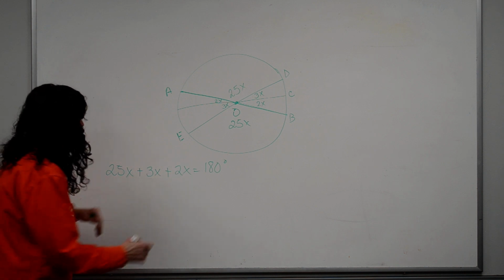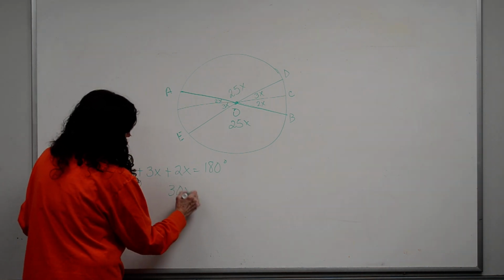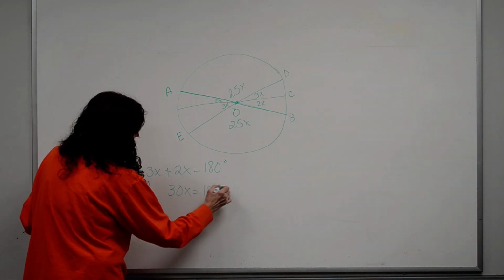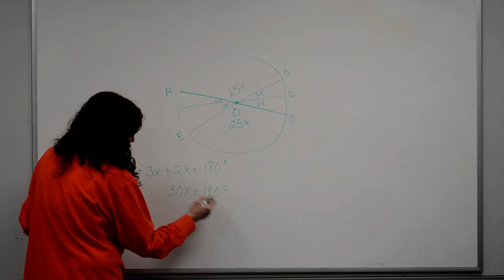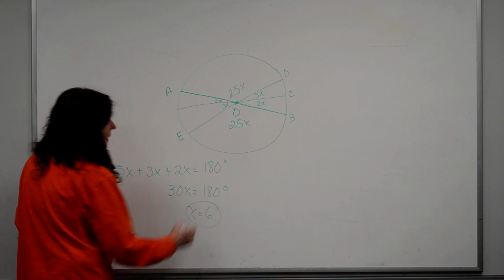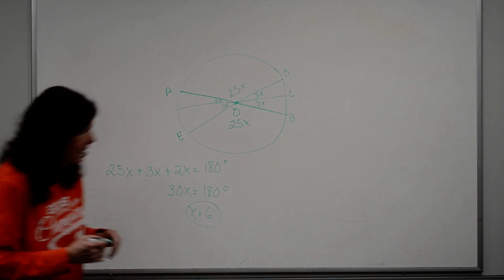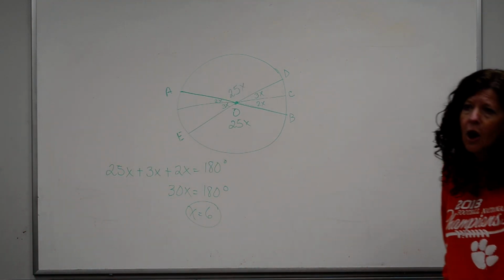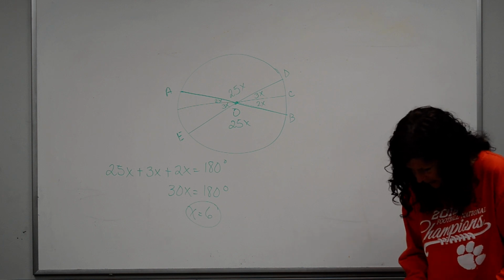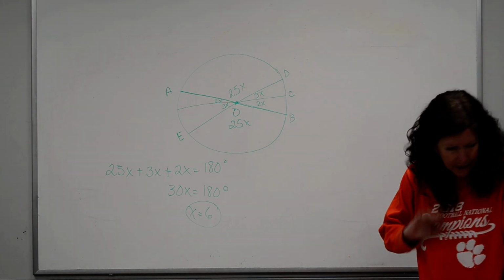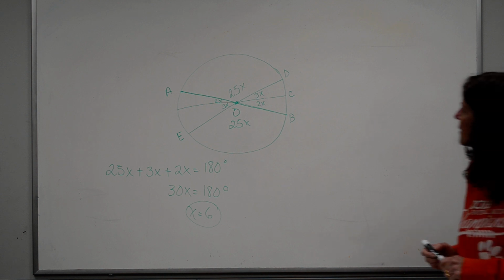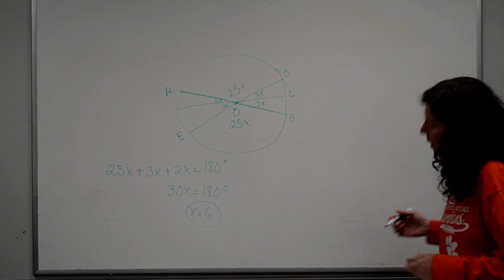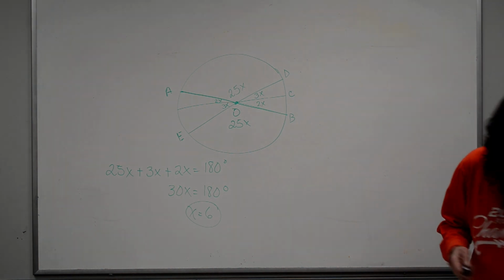So this is going to be 5x, so now I'm at 30x is equal to 180. And 30 into 180 is going to give me a value of 6. Okay? Now, the other thing that I know is I have arc measurements, if you will. And this is kind of a cool thing because, well, I guess we need to talk about arcs first. Let me erase some of that stuff up there.